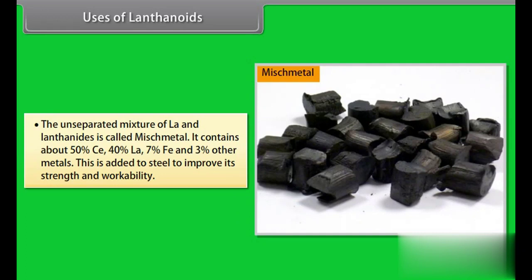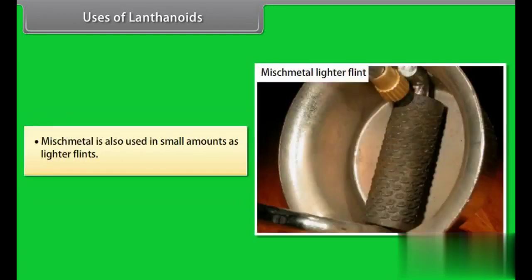Uses of lanthanoids. These metals are not much used. The important uses of lanthanoids are as follows. The unseparated mixture of lanthanum and lanthanides is called mischmetal. It contains about 50% cerium, 40% lanthanum, 7% iron, and 3% other metals. This is added to steel to improve its strength and workability. Mischmetal is also used in small amounts as lighter flints.